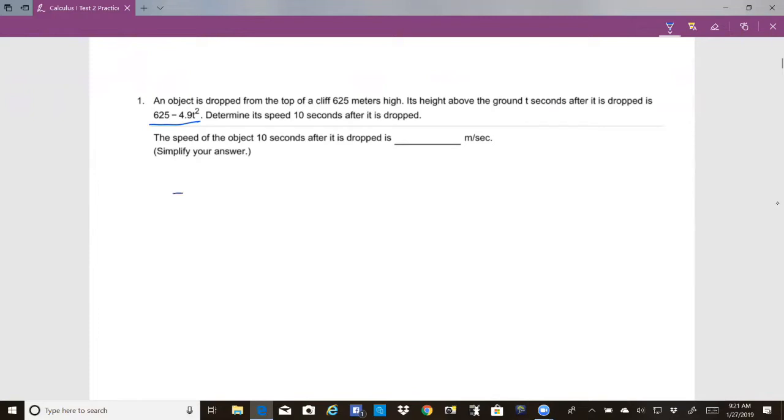So let's draw a quick picture of, say, the cliff. It's 625 meters high. And the position t seconds after it's dropped is given by S. And S is equal to 625 minus 4.9 t squared. And we want to find its speed 10 seconds after it's dropped.